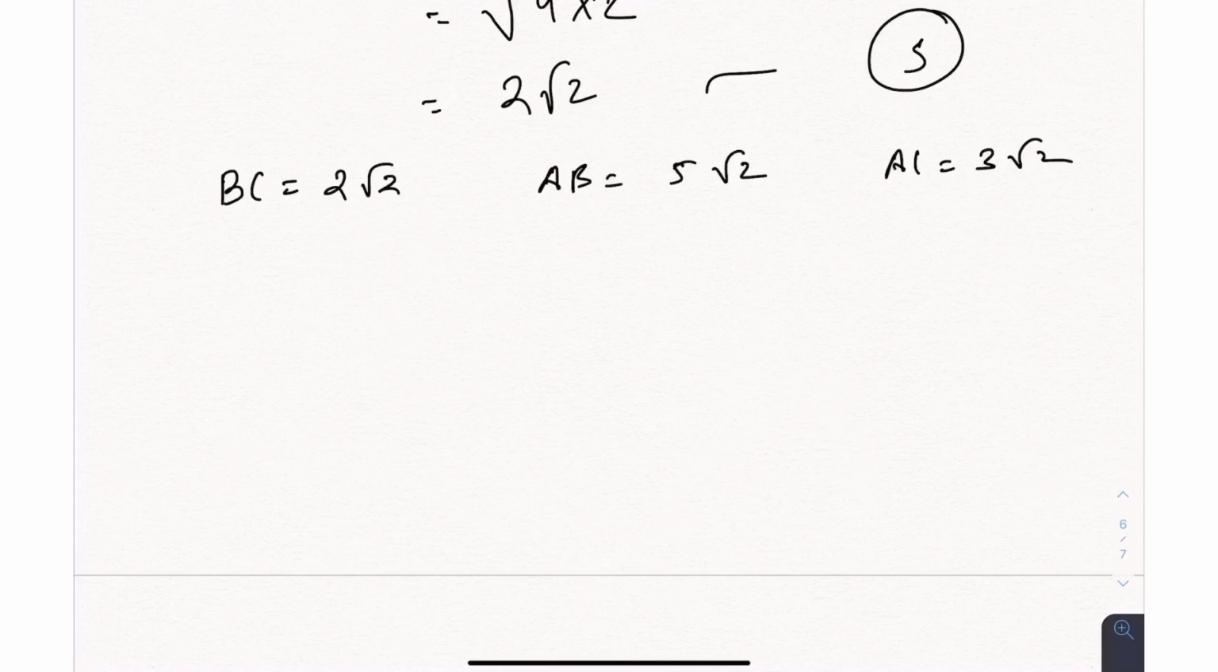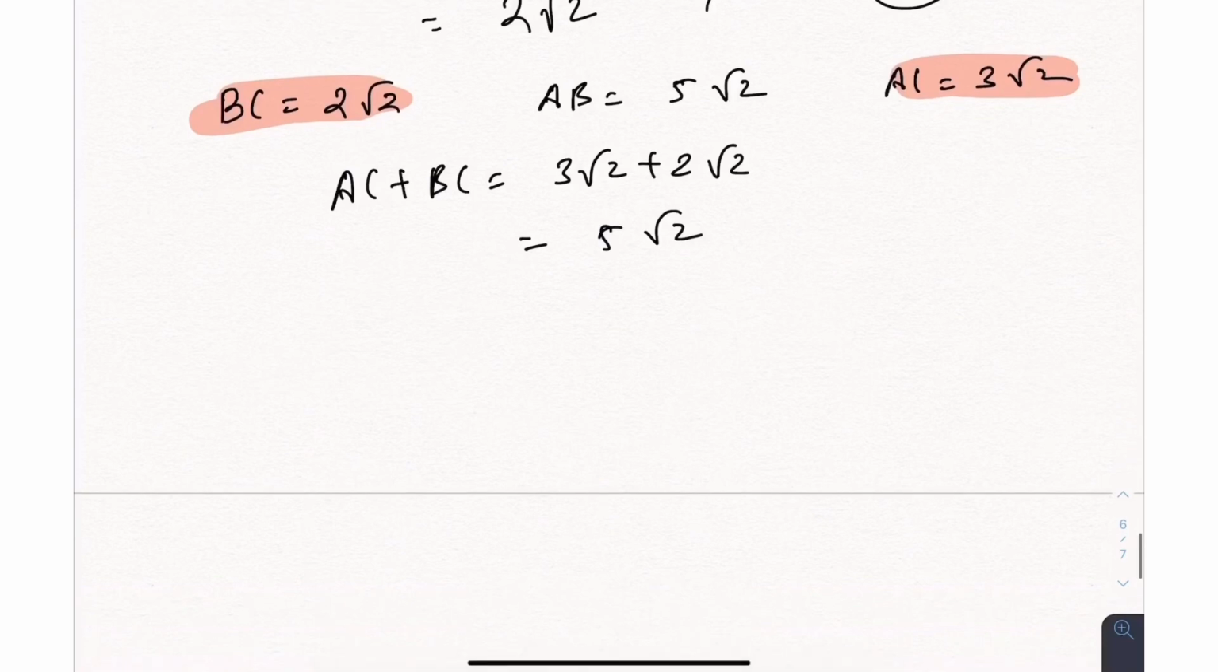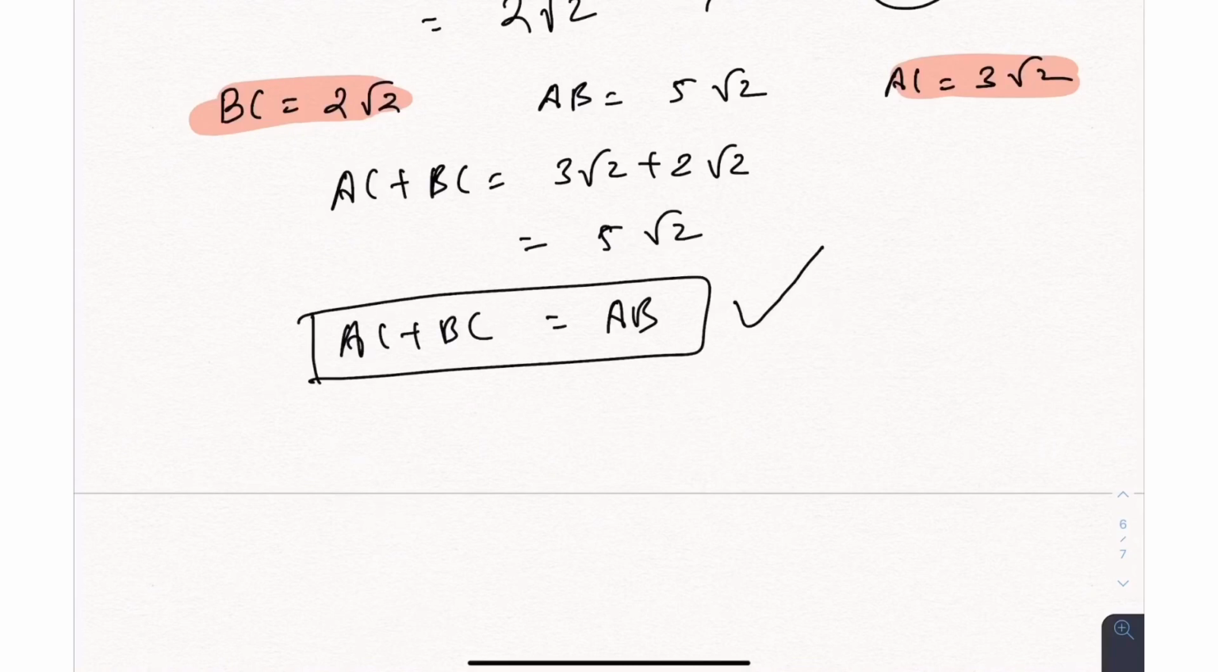So we know that 3 root 2 plus 2 root 2, that is AC plus BC, will result into 5 root 2. I hope you guys are thorough with irrational numbers. And 5 root 2 can be replaced by AB. So AC plus BC is equal to AB. And if this is clear, it means the points are collinear. So you can say that A, B, and C are collinear. I hope this part is clear.